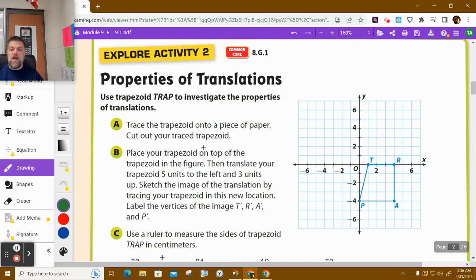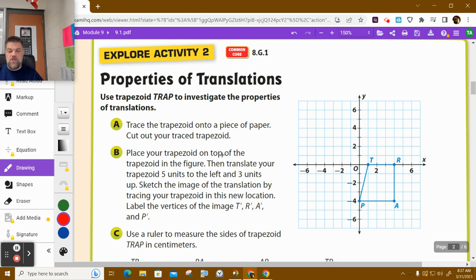Okay, so here we go. We have a trapezoid here on the graph, and we're going to translate it. Translate it means what? We're going to move it. So it says trace the trapezoid, but I'm not going to do that. What am I going to do? Yeah, we're going to use the units and move the points.